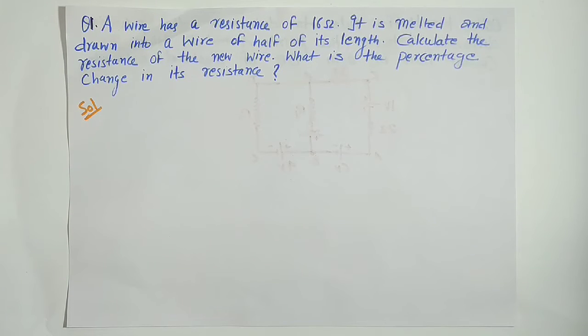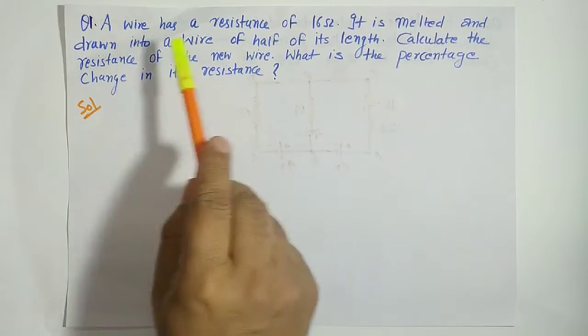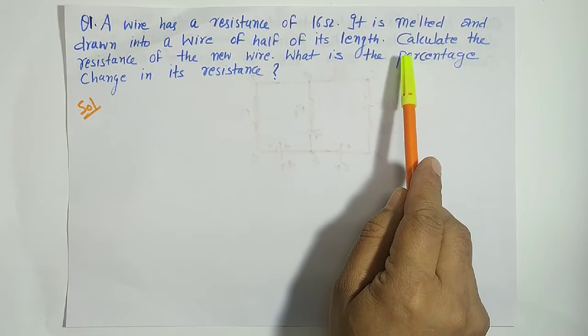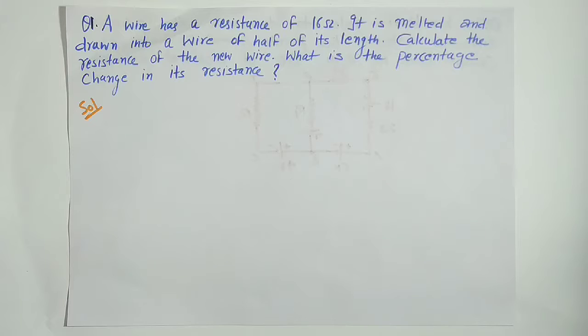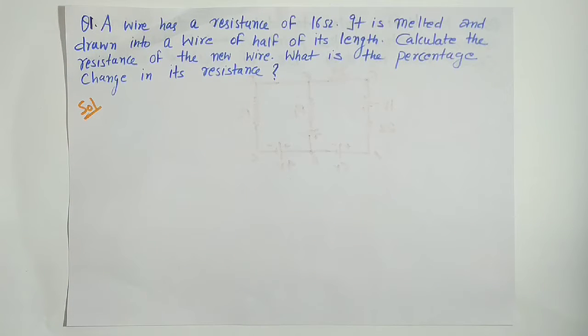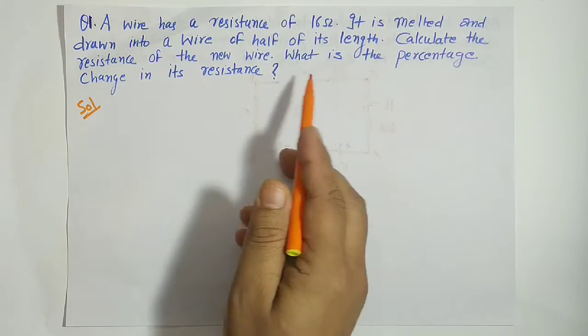So the first question is, see here, a wire has a resistance of 16 ohm. It is melted and drawn into a wire half of its length. Calculate the resistance of the new wire. What is the percentage change in its resistance? So it's very easy. While we reduce it to half of its length.